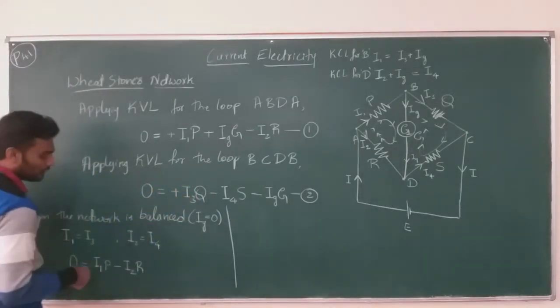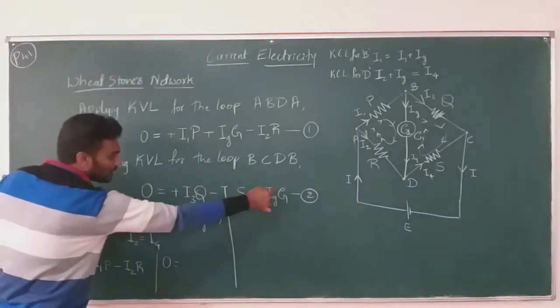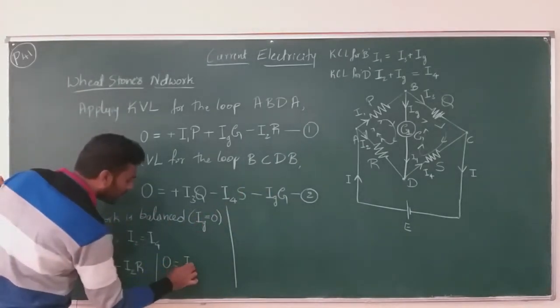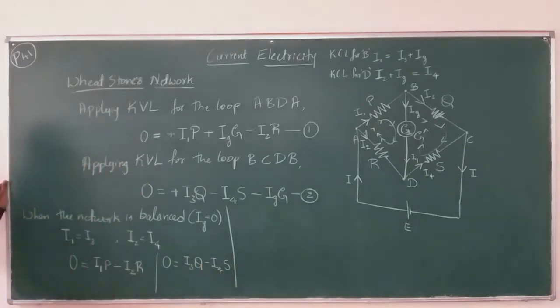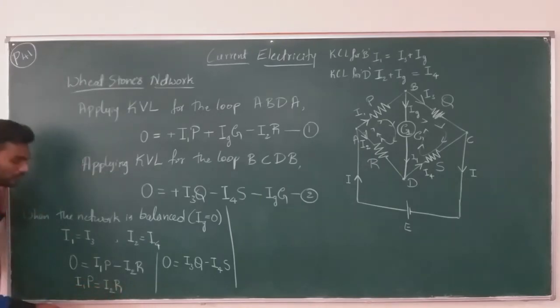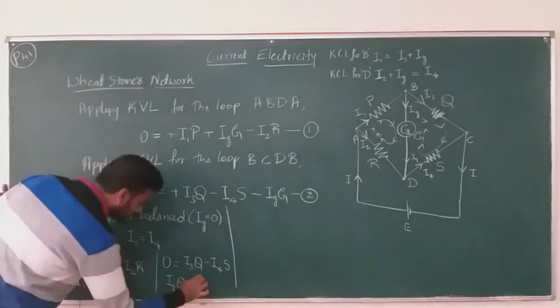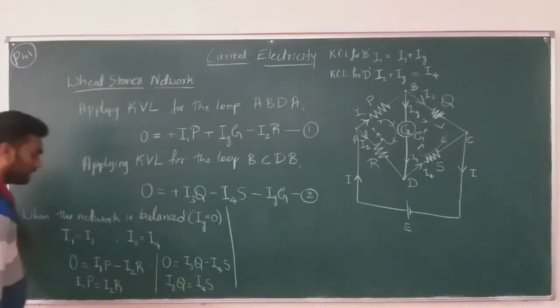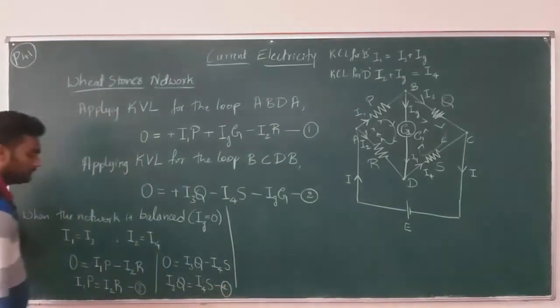Now, coming to this one, again 0 is equal to, this term vanishes and hence I will be left with I3Q minus I4S, right? Now, let me bring this term here. Upon interchanging, I will get I1P is equal to I2R, and upon interchanging these two, I get I3Q is equal to I4S. Let me call this equation as equation 3 and this as equation 4.